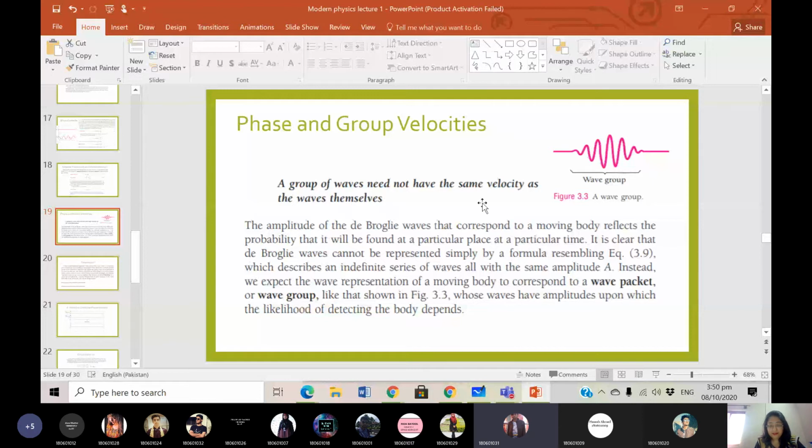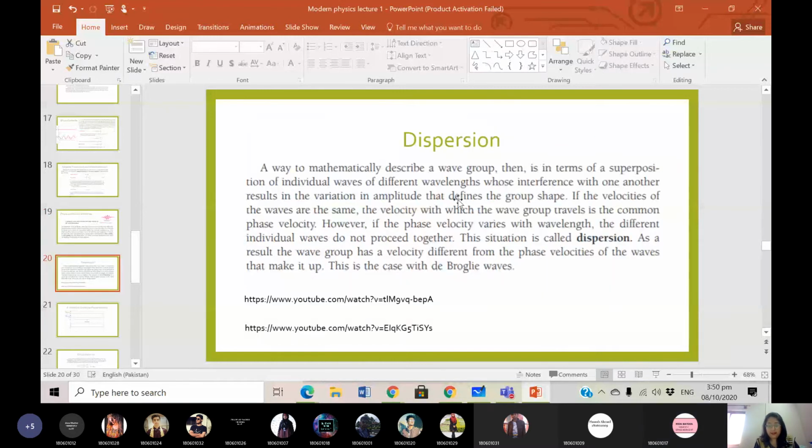A group of waves need not have the same velocity as themselves. Is this understandable? Add the slide, then do this slide after that. Okay, so this is the difference between phase velocity and group velocity.